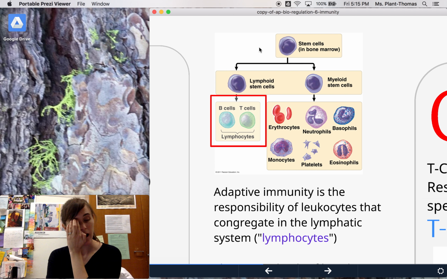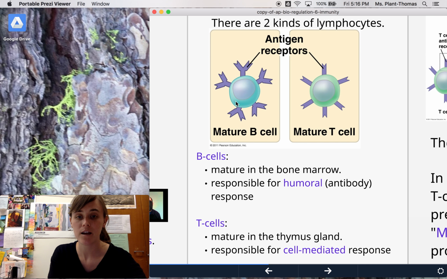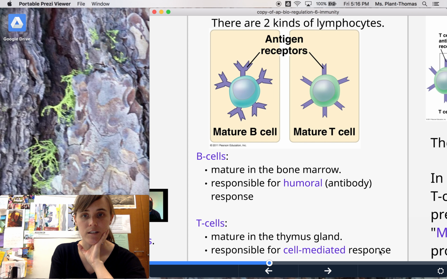Okay, so anyway, here are our white blood cells. There are two kinds: our B cells and our T cells. Our B cells are related to our antibody response, and our T cells are related to the cell-mediated response. The B cell part we refer to as the humoral response, and you can also think about it as the antibody response. T cells refer to the cell-mediated response.